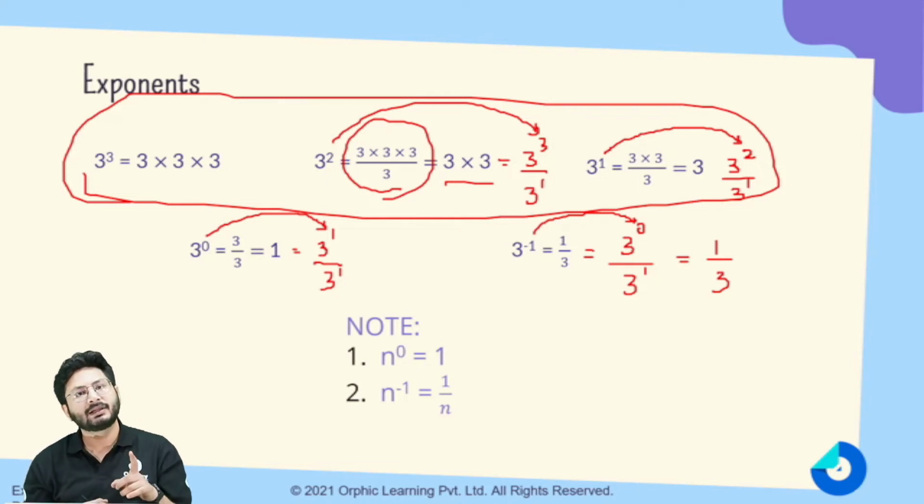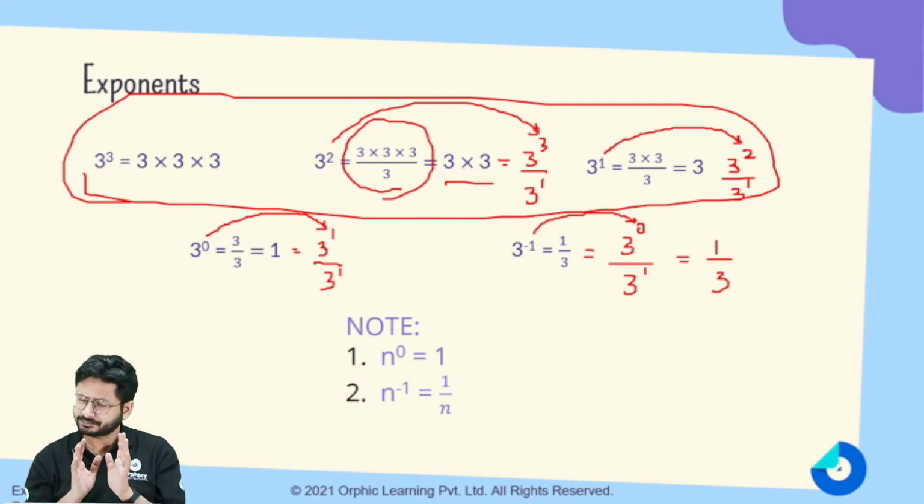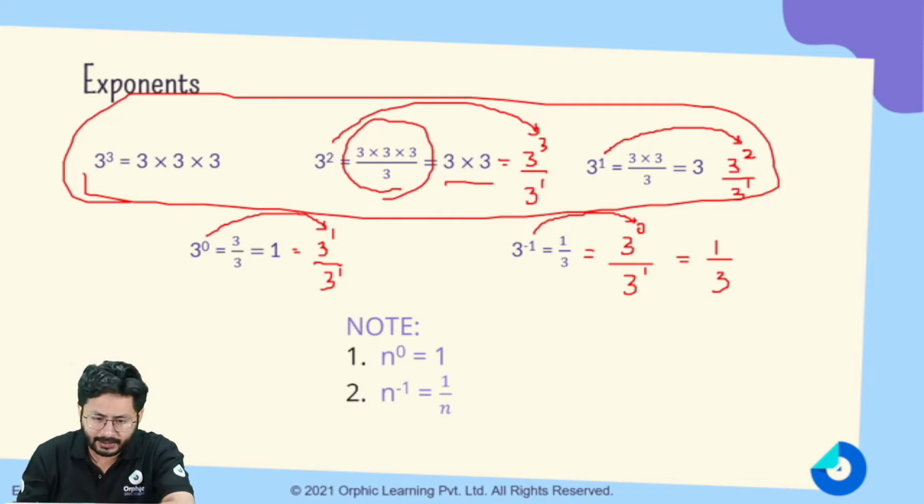नेगेटिव पावर का मतलब है एट द एंड यू हैव टू डू अ रेसिप्रोकल ऑफ दैट थिंग, ओके। और जीरो का पावर मतलब यू डोंट हैव टू डू एनी कैलकुलेशन, इट विल ऑलवेज बी इक्वल टू 1. जस्ट रिमेंबर दिस फैक्ट. Okay, now let's move on to the laws of exponent.